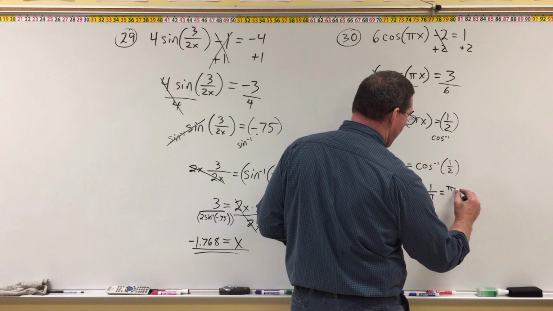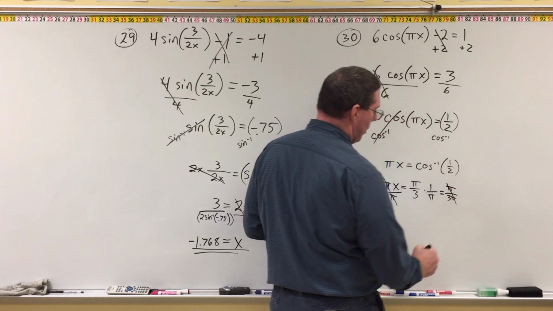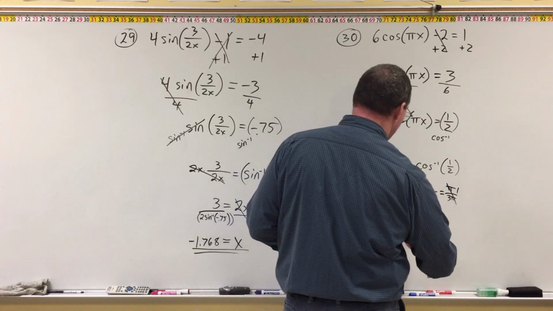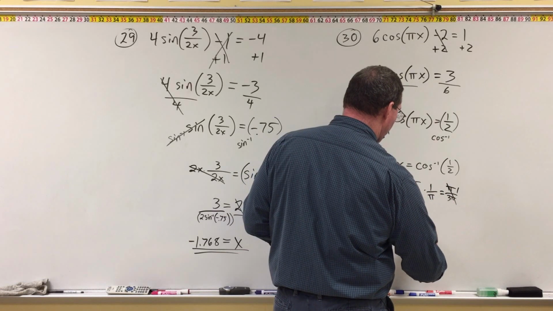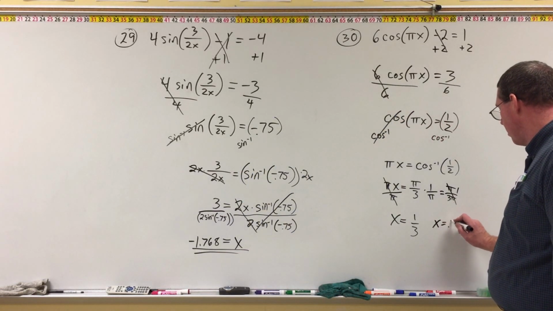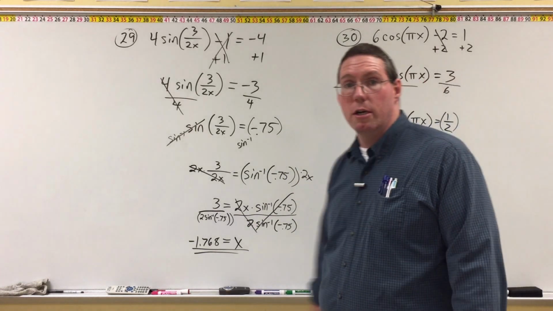Pi times 1 is pi, over 3 times pi is 3 pi. Now the pi's are going to cancel each other, leaving a 1 up top. And now x is equal to 1 over 3, or 1/3. Now if you had done it with the calculator correctly, you would have gotten x is equal to 0.333333 repeating. And that's question number 30.